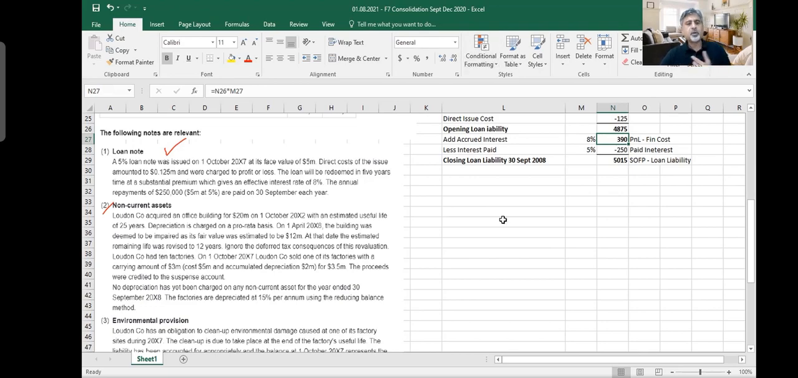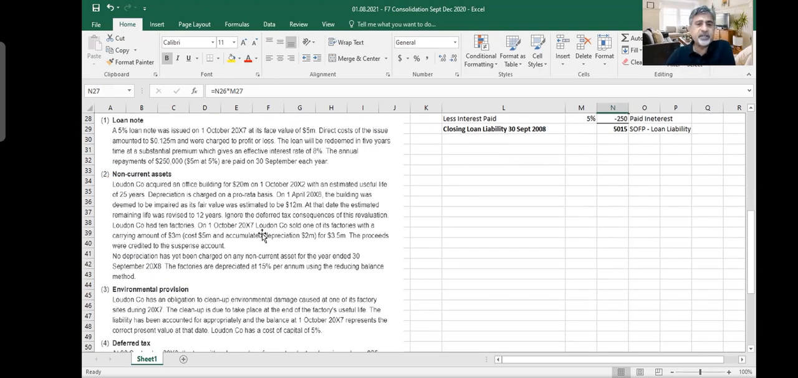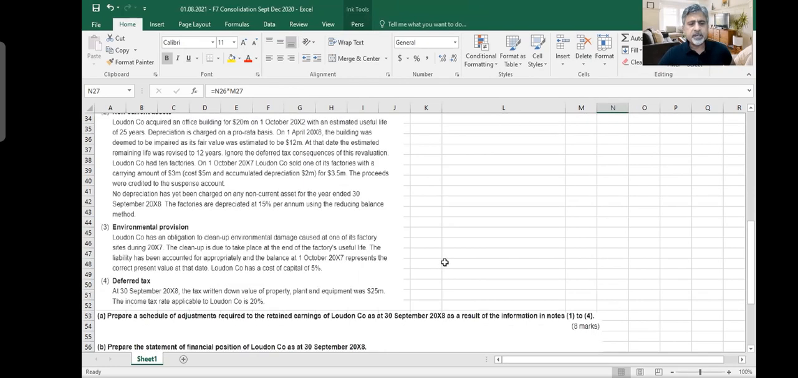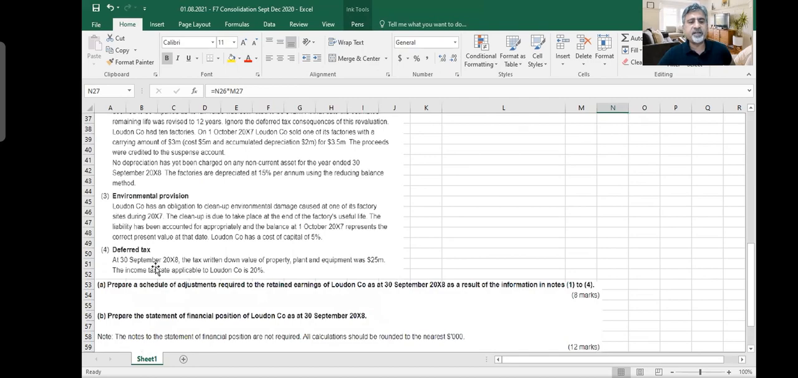Okay, the second adjustment is about non-current assets. It says that Lugan Company acquired an office building for 20 million on 1st October 2002 with an estimated useful life of 25 years. I'll read it later. Non-current asset is the second adjustment. Third adjustment is about environmental provisioning. Fourth adjustment is about deferred tax. Okay, 4 adjustments they have given us.